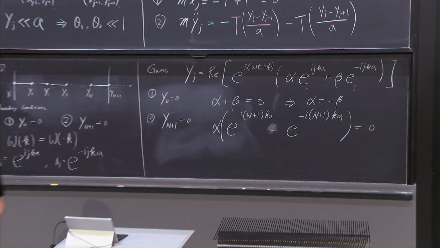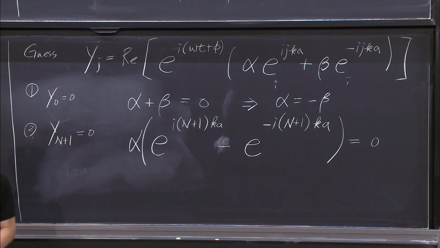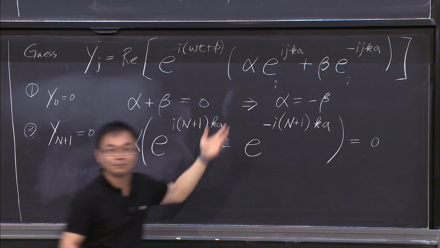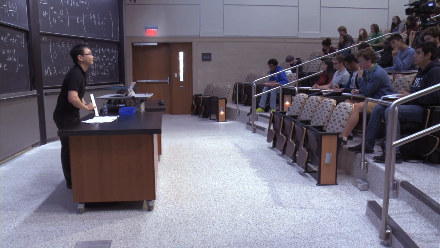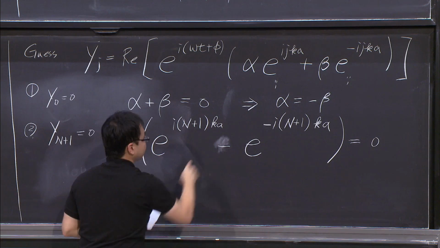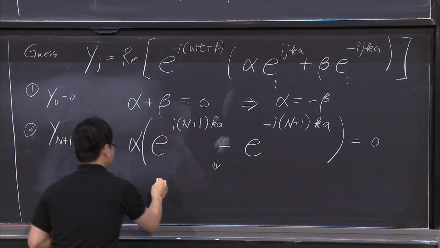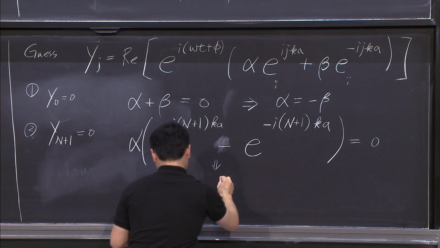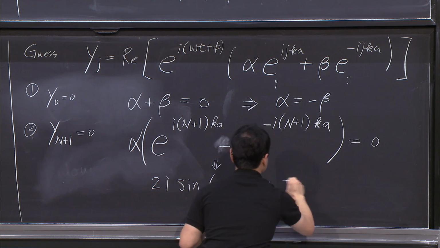Now we have the choice. We can actually set alpha to be equal to 0, but if I set alpha to be equal to 0, then beta is also 0. Then I have 0 everywhere, right? Then there's no oscillation, and that's not fun, right? Therefore, what I'm going to set is actually the second term equal to 0. The second term, I can actually simplify to be 2i sine (N+1) ka. And now this is actually equal to 0.